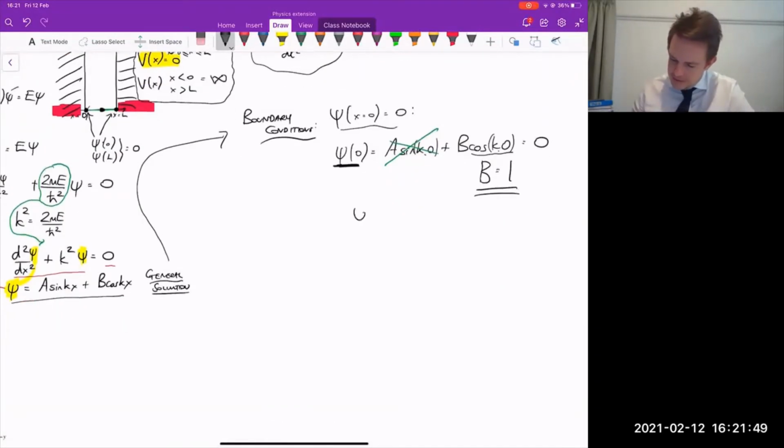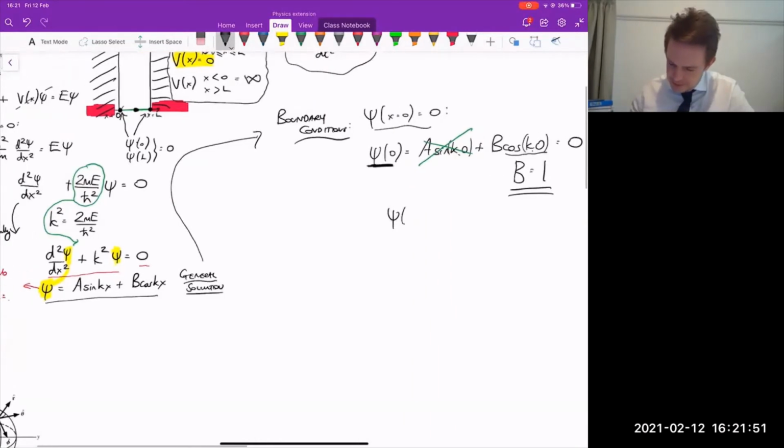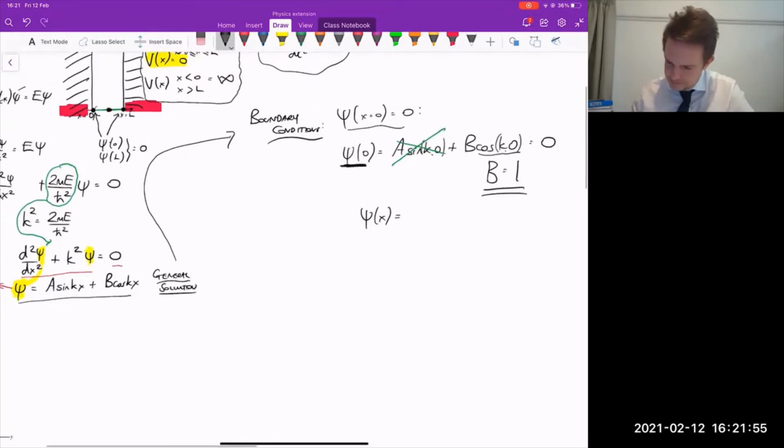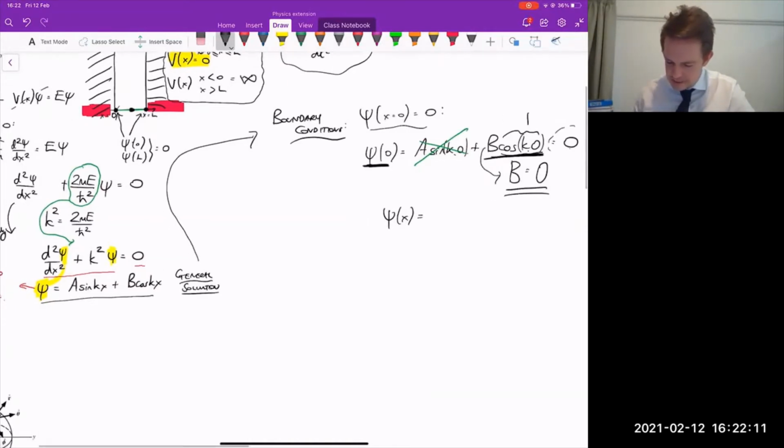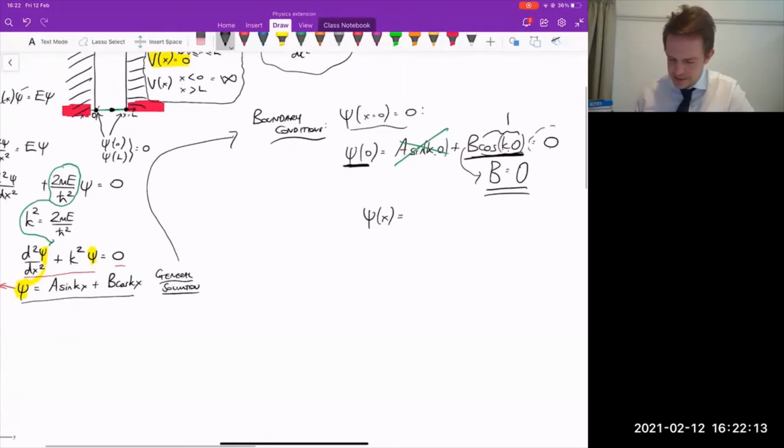Which means I can now modify my general solution, because I know, sorry, I'm being stupid. That means b has to be 0, because if cos of k0 is 1, and we want the product of this to be 0, then that has to be 0. So that means the general solution isn't a sine kx plus b cos kx, it's just a sine kx, because we've just worked out that b has to be 0 for this situation.